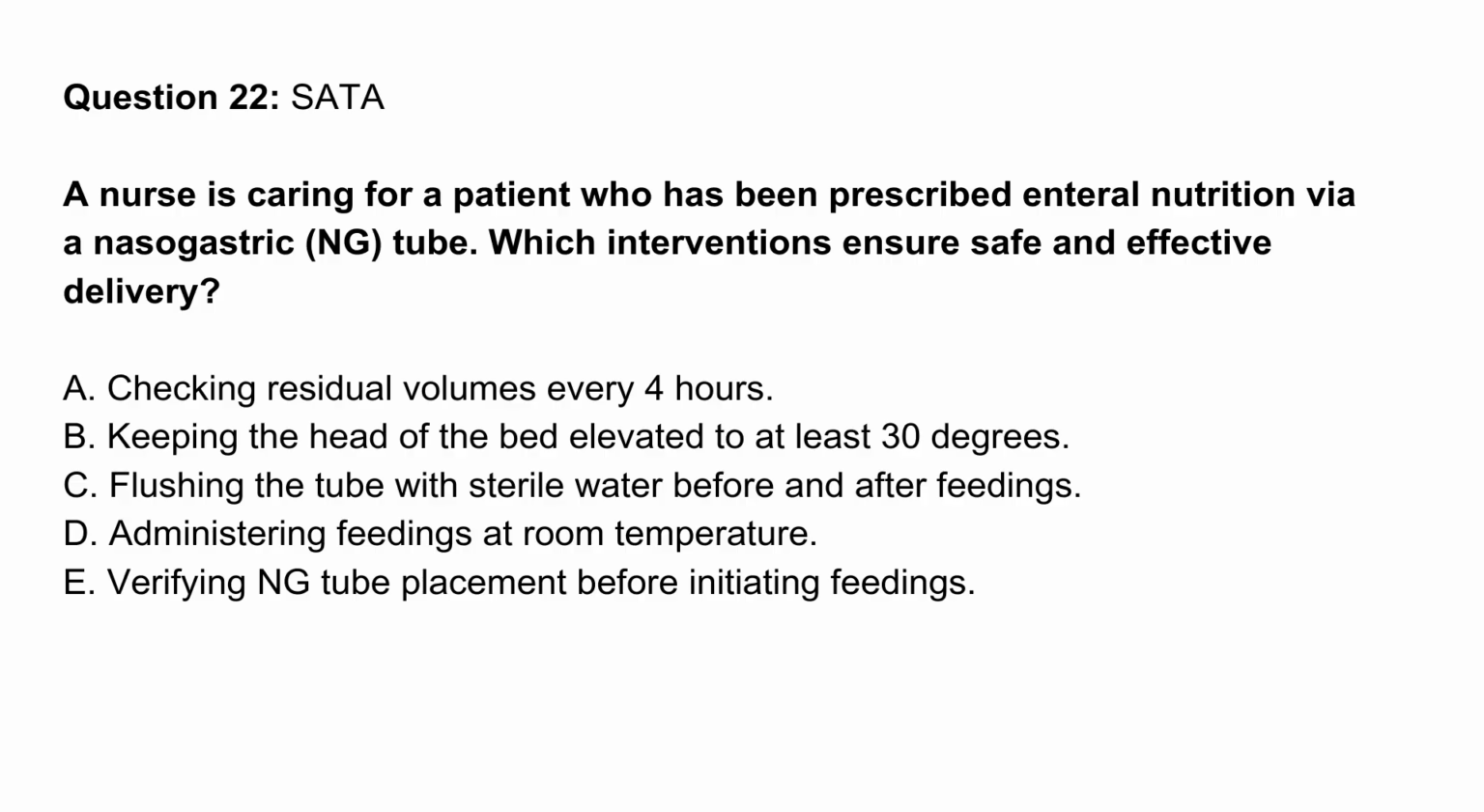Question 22. SATA. A nurse is caring for a patient who has been prescribed enteral nutrition via a nasogastric, NG, tube. Which interventions ensure safe and effective delivery? A. Checking residual volumes every 4 hours. B. Keeping the head of the bed elevated to at least 30 degrees. C. Flushing the tube with sterile water before and after feedings. D. Administering feedings at room temperature. E. Verifying NG tube placement before initiating feedings.